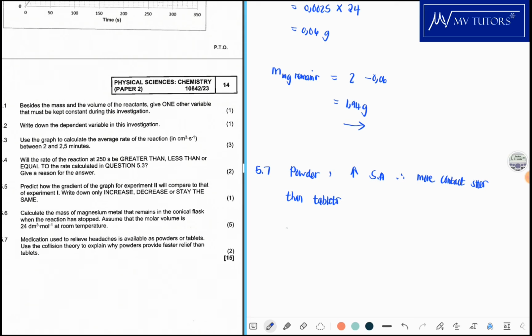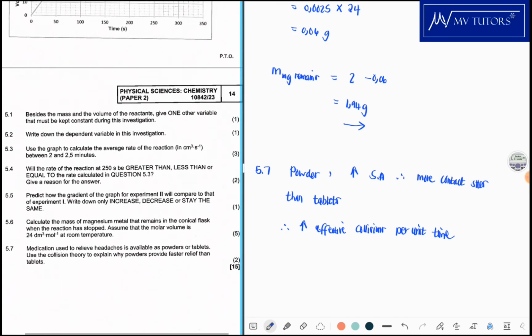Okay, now what does that mean then? Therefore, that means that you will have more effective collisions per unit time. All right, and that helps in relieving the headache quicker. So yeah, that is it for question 5.